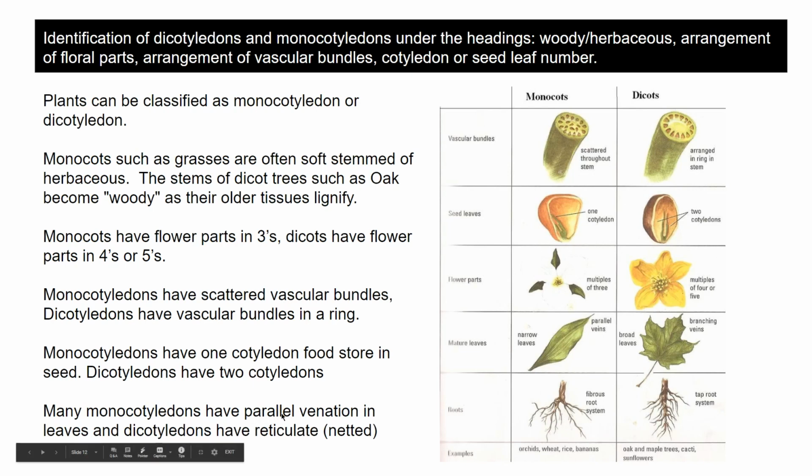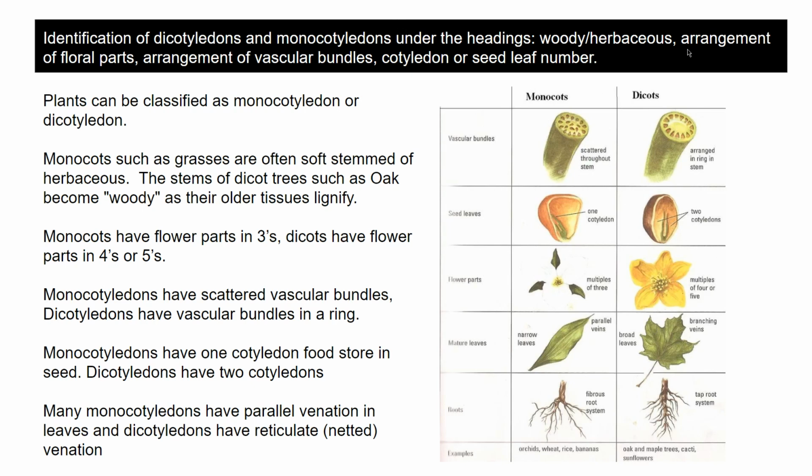Many monocotyledon plants have parallel venation in their leaves. Okay, so in this plant here, if you look at the veins in the leaf, they're all parallel to each other. That's a characteristic of a monocot. The veins in this plant here are branching and netting. Okay, that's an example of a dicot.